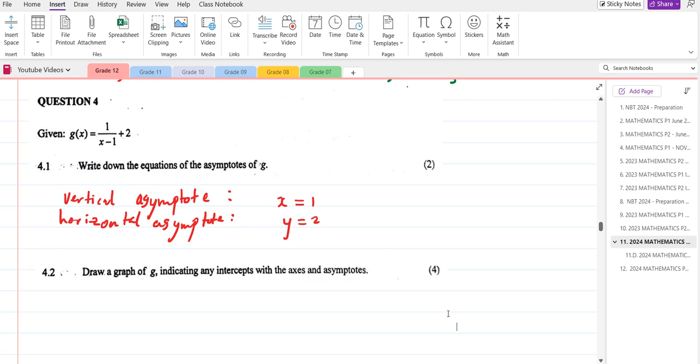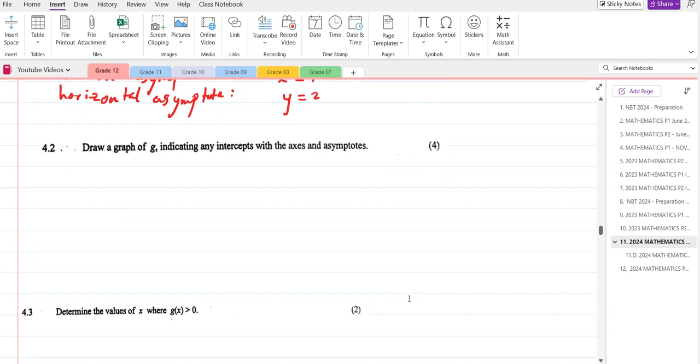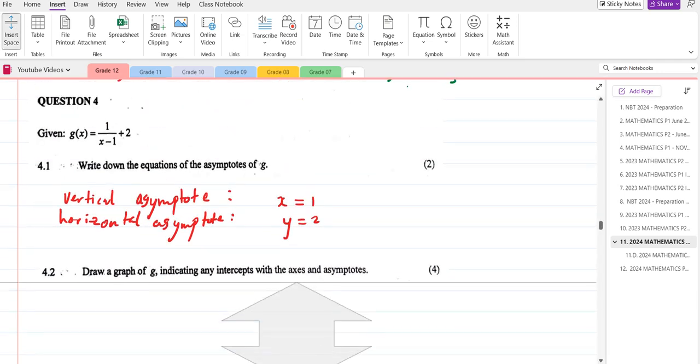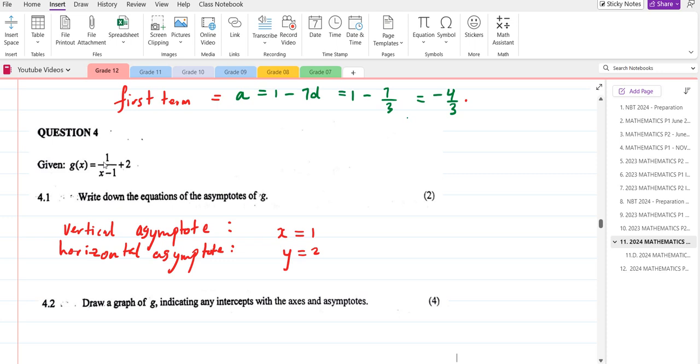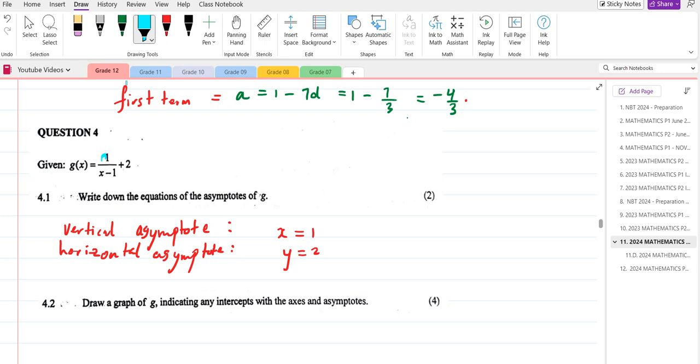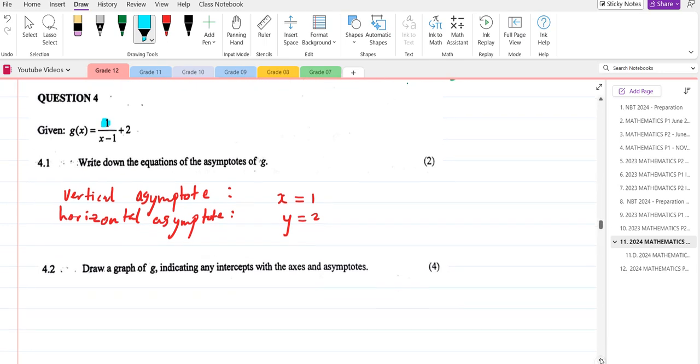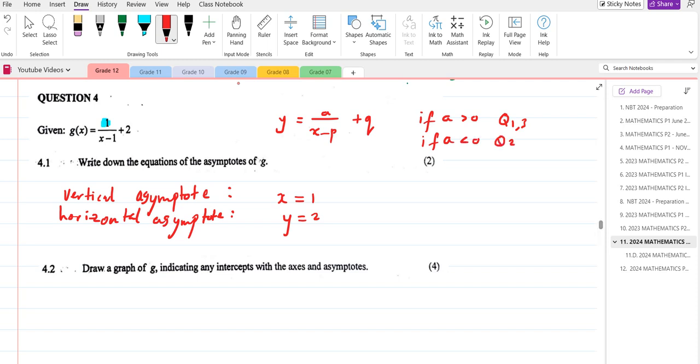Draw the graph of g indicating any intercepts with the axes and asymptotes. Let's find the x and y intercept first. Remember, this graph is in the first and third quadrant because the value of a is positive. You know the general form, y equals a over x minus p plus q. If a is positive, we get quadrants 1 and 3. If a is negative, we get quadrants 2 and 4.